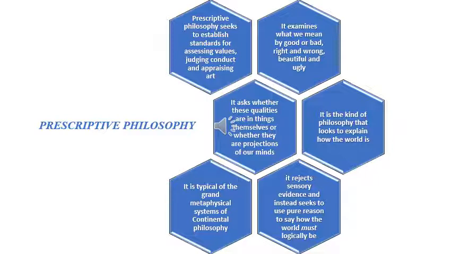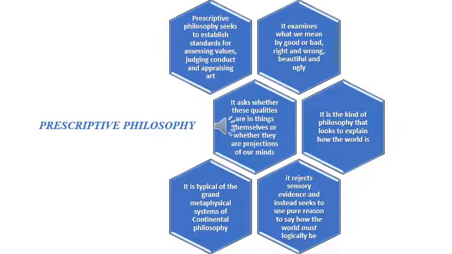So prescriptive philosophy is just typical of the grand metaphysical system of continental philosophy. It rejects sensory evidence, and instead it seeks to use pure reason to see how the world we live in must logically be. So in general, descriptive philosophy looks to describe exactly what we sense. It makes sense of our sensory data and creates a system that accounts for what seems to be the case. It is deeply involved in science and sensory data.